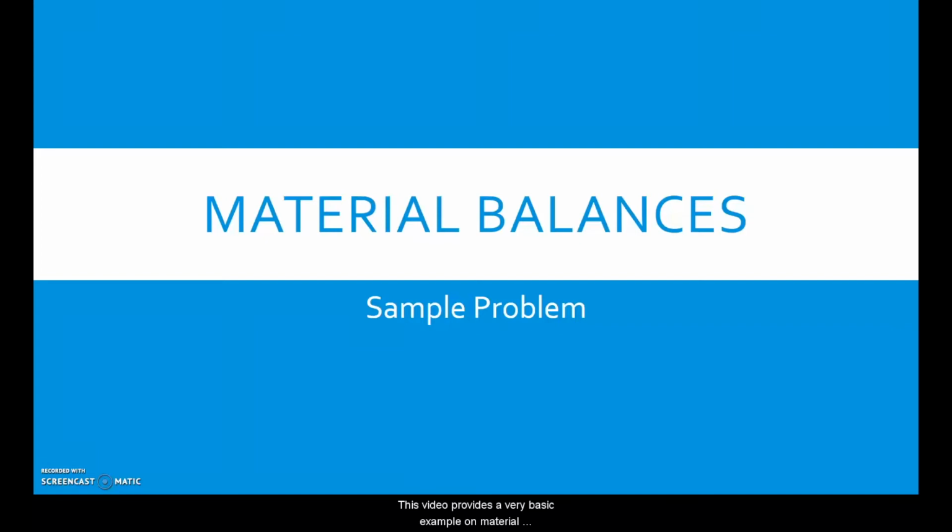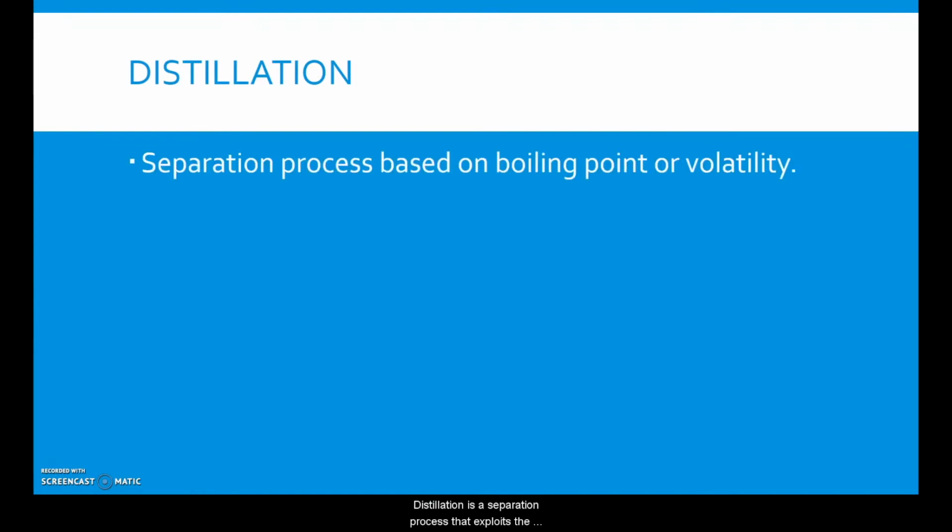This video provides a very basic example on material balances. Particularly, we will focus on a commonly used unit operation or process that is called distillation. Distillation is a separation process that exploits the differences in boiling points or relative volatility of components in a mixture.